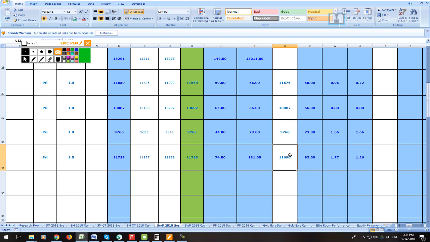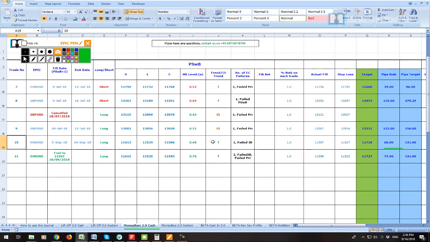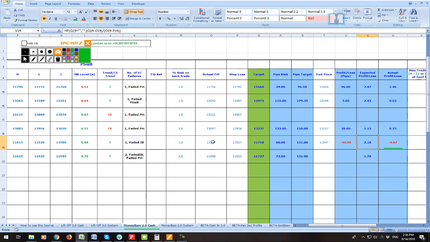Now let's take a look at the live trading room performance. Over here you can see that in terms of the money bar strategy, where we got out, we made a small loss for this week of minus 0.67 from when we closed it out earlier this week on the 10th of September.